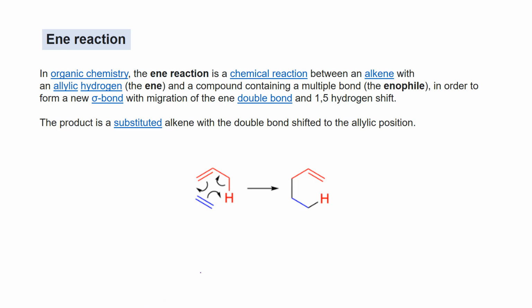So here you can see this double bond, there is an allylic hydrogen that reacts with a double bond. You can compare this to a 4+2 cycloaddition type of reaction. If you consider this as a diene and this as a dienophile, it attacks this H, this bond breaks, then it also attacks this double bond and forms this as our product.